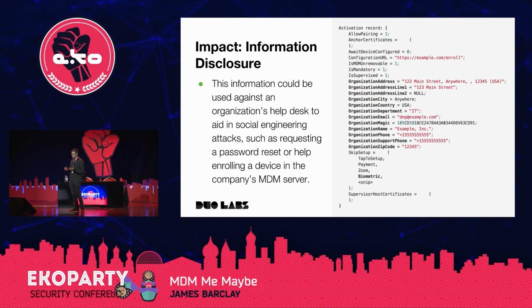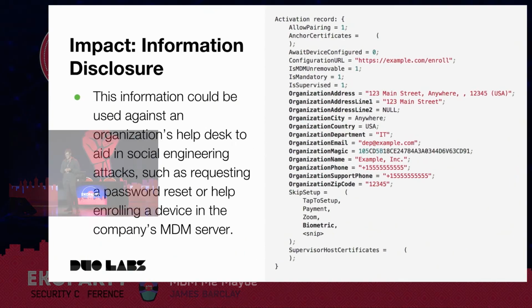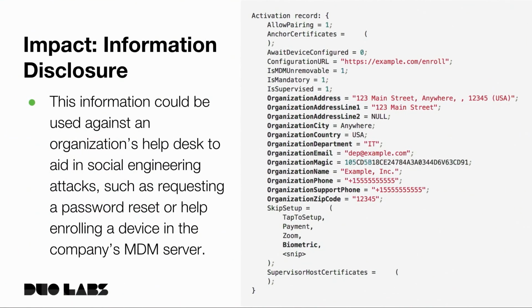So the information disclosure issue is, we see that it's possible that an attacker could use the information retrieved from the DEP activation record in combination with the serial number to aid in social engineering attacks, such as calling the help desk and asking for password resets, or help installing some software, or who knows.